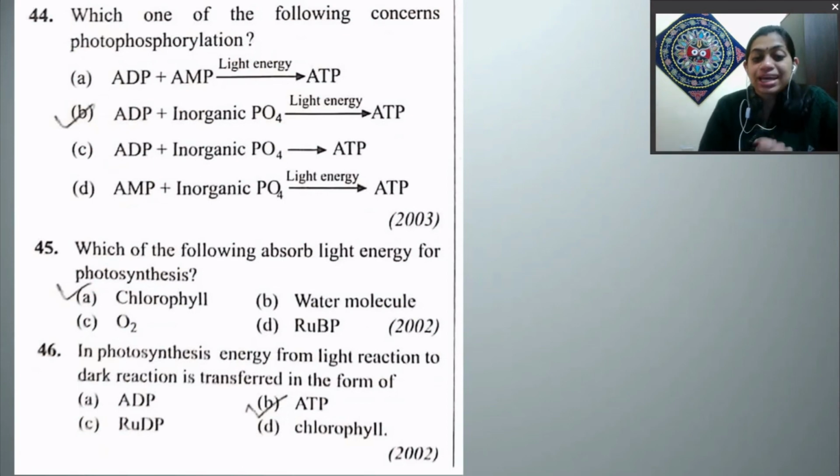Which of the following absorbs light energy for photosynthesis? Chlorophyll, obviously chlorophyll, not water, oxygen or RuBP. Next, in photosynthesis, energy from light reaction to dark reaction is transferred in the form of ATP, ADP, RuBP or chlorophyll, so in the form of ATP. So it is the right option.